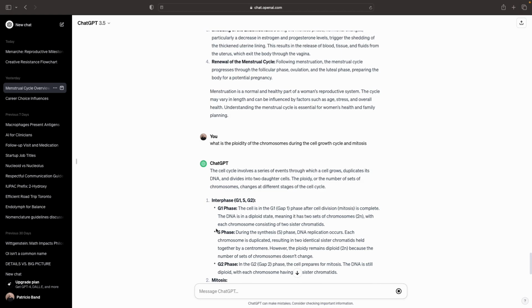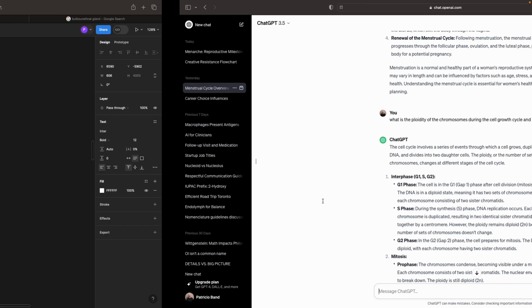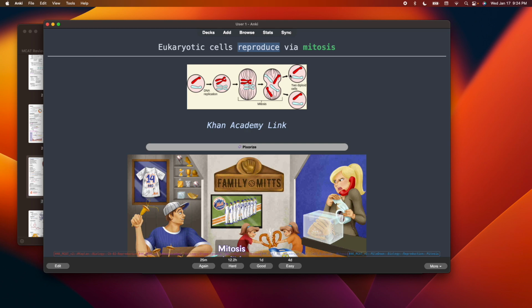So S stands for synthesis. That's why we have DNA replication. Before that we have the G1 phase. The cell is in the G1, gap 1 phase after cell division. Mitosis is complete. The DNA is in a diploid state, meaning it has two sets of chromosomes, 2N, with each chromosome consisting of two sister chromatids. I don't know why we are not seeing that here, so that can be weird.